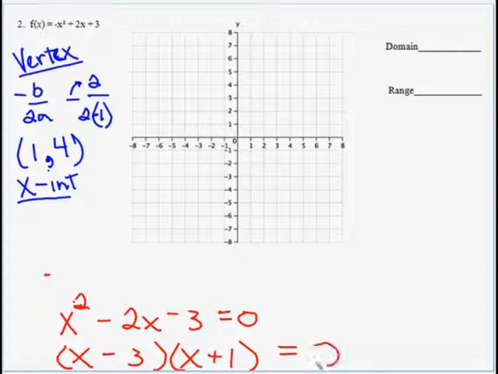And if we set each factor individually to 0, if I put a 3 here, I'd get 3 minus 3, which is 0, so that's an x-intercept. And then here, what plus 1 equals 0? Well, -1. There's my 2 x-intercepts.